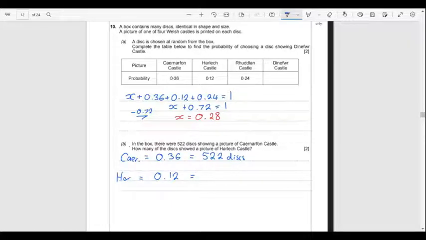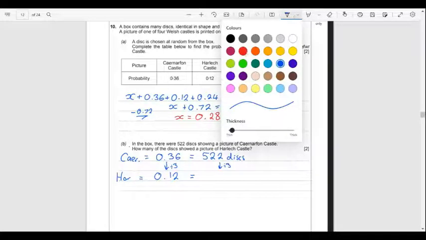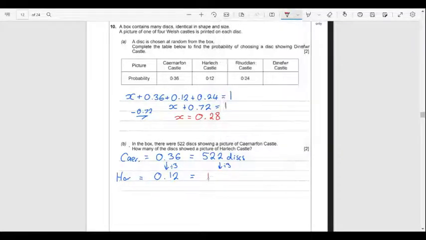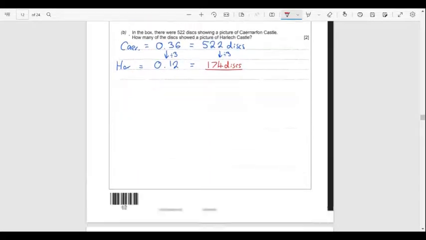Well, I can see that to get from 0.36 to 0.12, all I need to do is divide by 3. So therefore, if I divide 522 by 3, I should get 174 discs. Okay, so look at the next question.